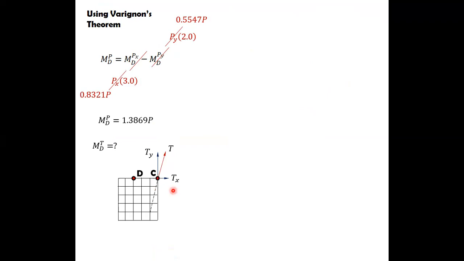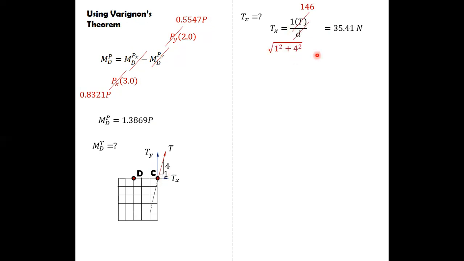Again, it is inclined, so we need to display its x and y components, which are rightward and upward respectively. In computing the x and the y component, what we need to do is to compute first the x and the y side of the slope. That is 4 vertical to 1 horizontal. In computing Tx, we use ratio and proportion. That is the horizontal side of the slope, which is 1, multiplied by T over D. D is again computed using the Pythagorean theorem. T is given, the magnitude of T is 146, and D is the square root of 1 squared plus 4 squared. So we will be having 35.41 Newton as the resulting value of Tx.